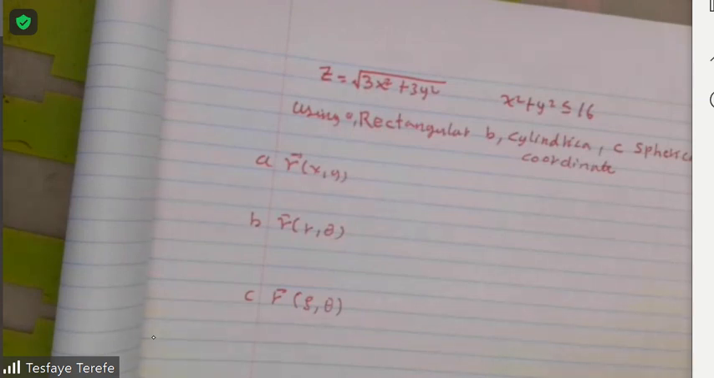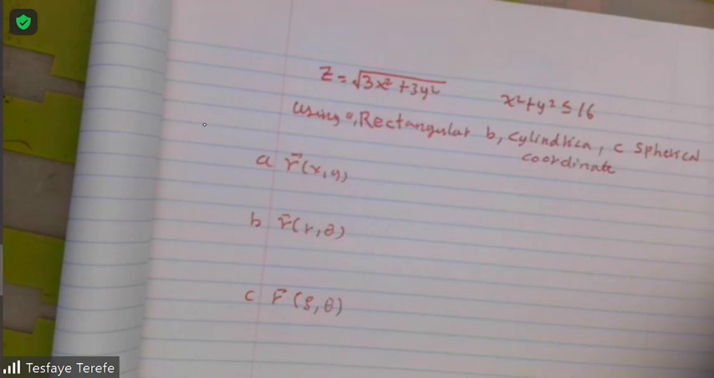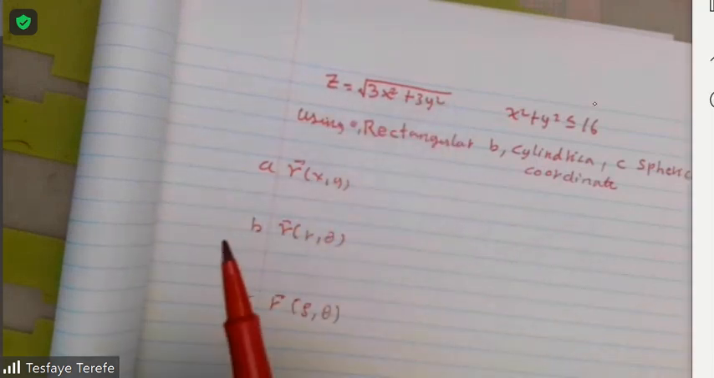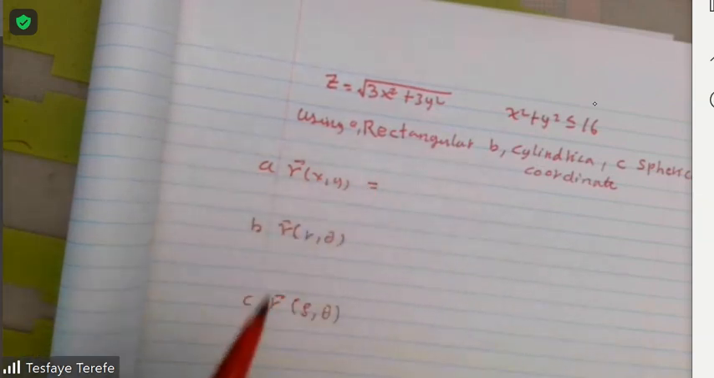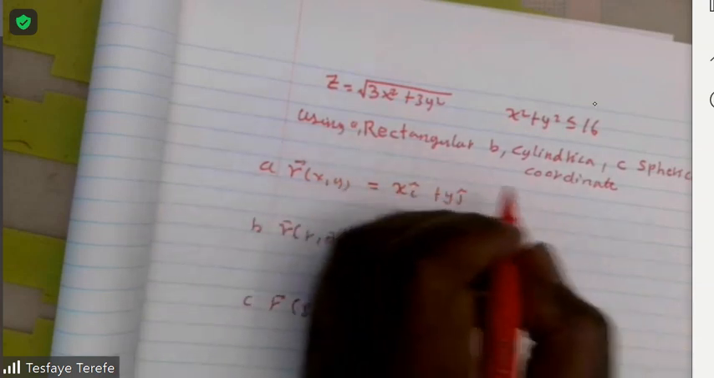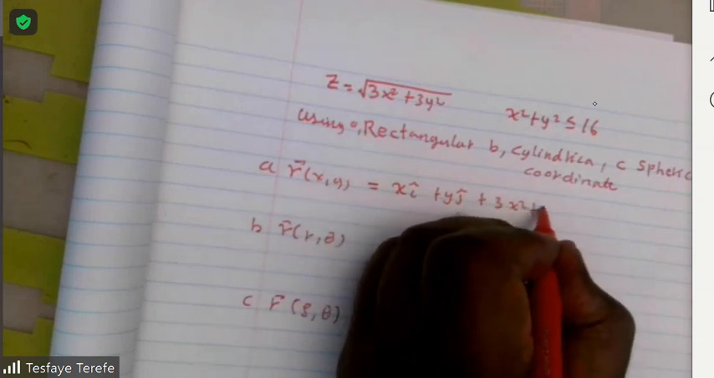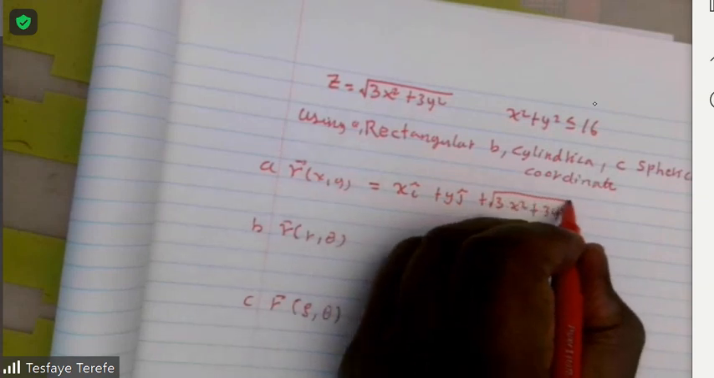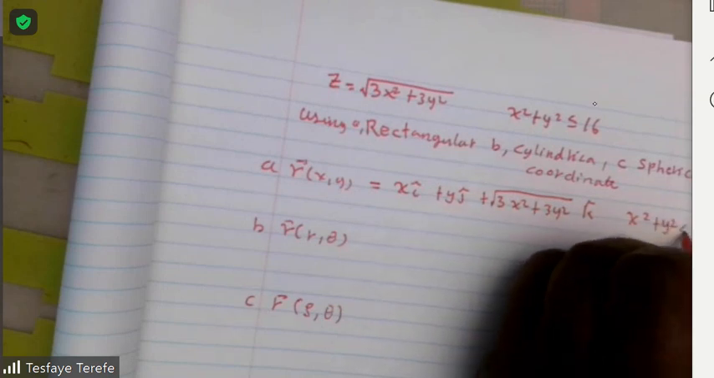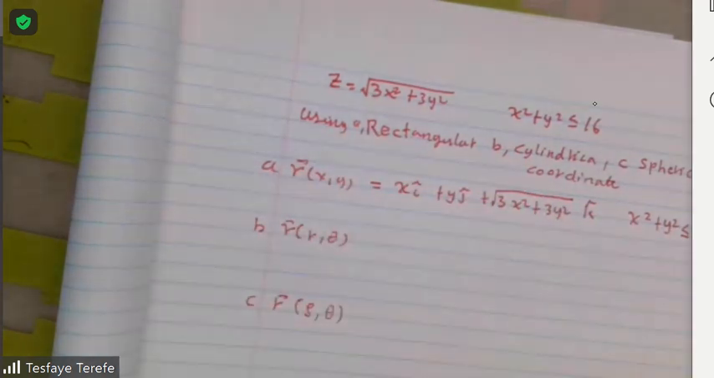Please try, everyone. We ran out of time. Shall I write it quickly and get it over with? Okay. Here it is already given. Z is a function of x and y, so not that much work is expected from us. We can write it as x i plus y j plus the square root of 3x squared plus 3y squared k. And of course, our domain is x squared plus y squared less than or equal to 16. That is done for us.